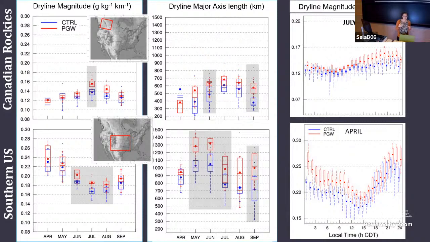So that's something really concerning, to see how those more frequent and more intense dry lines will initiate convection maybe early in the morning in the future. That's for future research. So that's something we are hypothesizing, but we haven't done that kind of analysis.